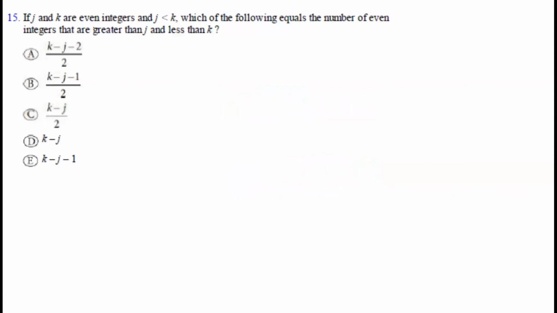Now question 15, if J and K are even integers, J is less than K. Which of the following equals the number of even integers that are greater than J and less than K? Now let's suppose we take 2, 4, 6, 8, and 10. This is J and this is K, so K is greater than J. How many even integers are greater than J and less than K? So there are 3.